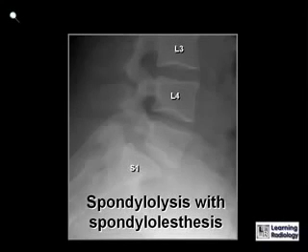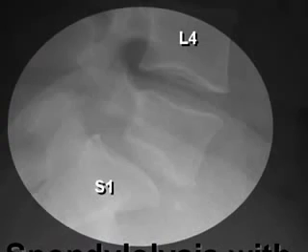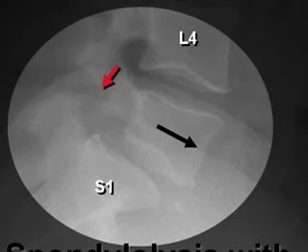When this occurs bilaterally, there can be forward slippage of one vertebral body on another. And in this example, we can see the lucency here oriented in the lateral view that represents the spondylolysis and the forward slippage of L5 on S1 or spondylolisthesis.